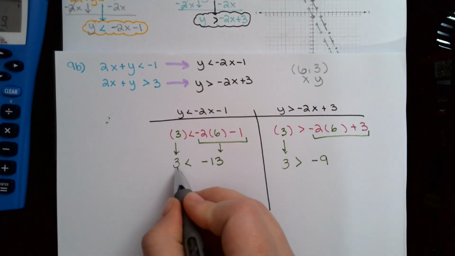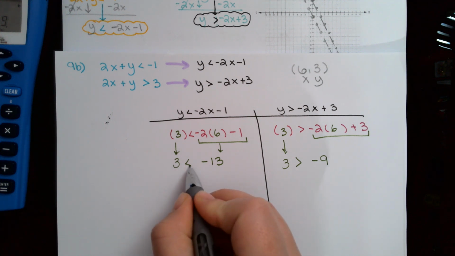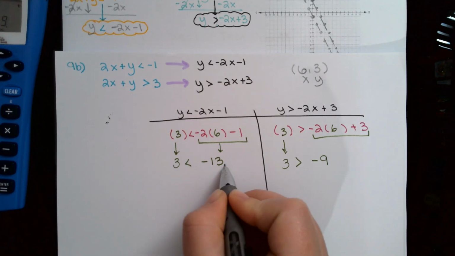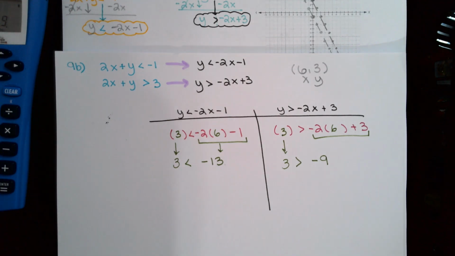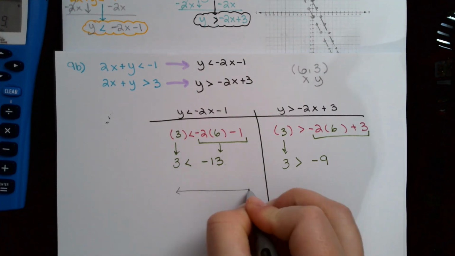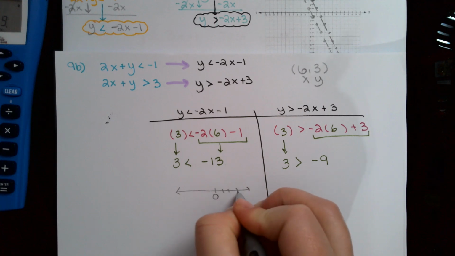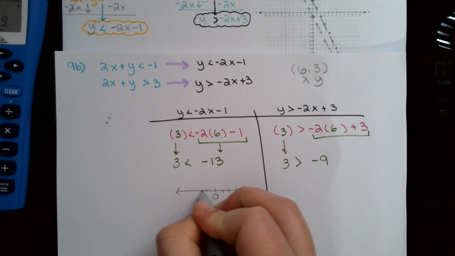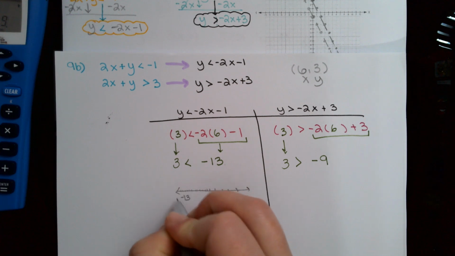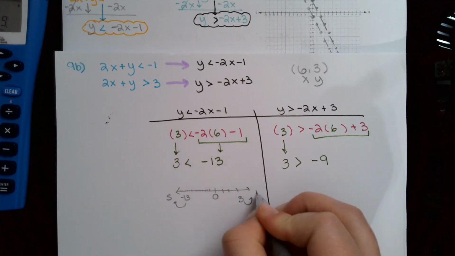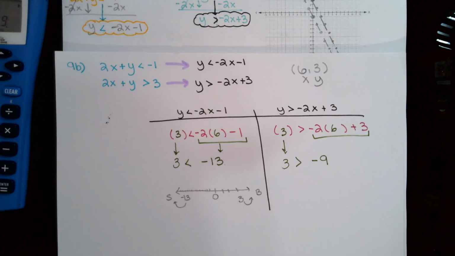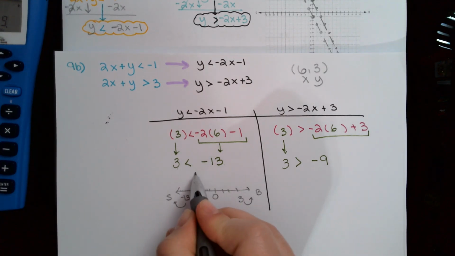Okay, let's check the first one. The first one we are checking is 3 is less than negative 13. Is this true or is this false? Well, let's take a look. Here's 0. Here's 1, 2, 3. Here's 1, 2, 3, 4, 5, 6, 7, 8, 9, 10, 11, 12, 13 negatives. So 13 negatives is smaller, 3 is bigger. So is 3 smaller than negative 13? No, that's a false.